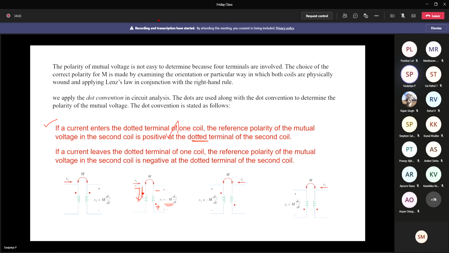See, as per the dot rule, this is an entering current. So if it is an entering current, the mutual voltage will be positive at the dotted terminal. So my voltage is positive at this dotted terminal with respect to the reference node. But my V2 is measured at this terminal with respect to this reference terminal. Since it is opposite to this, we are writing minus M into di1 by dt. Very simple. Is this clear?